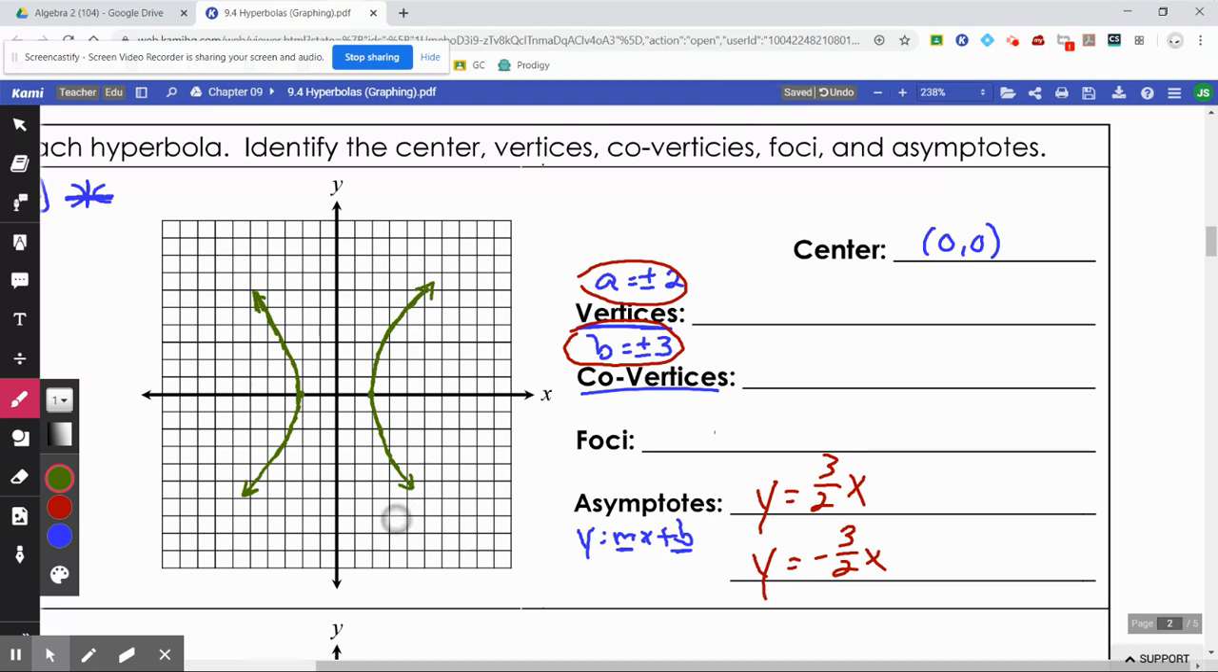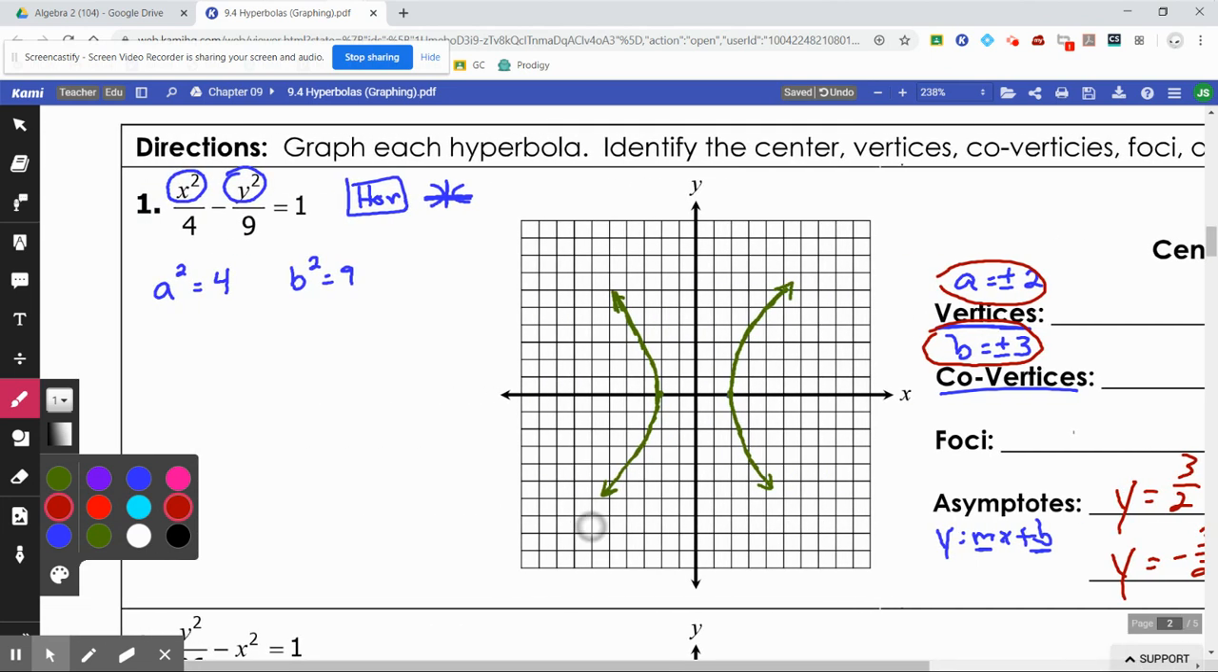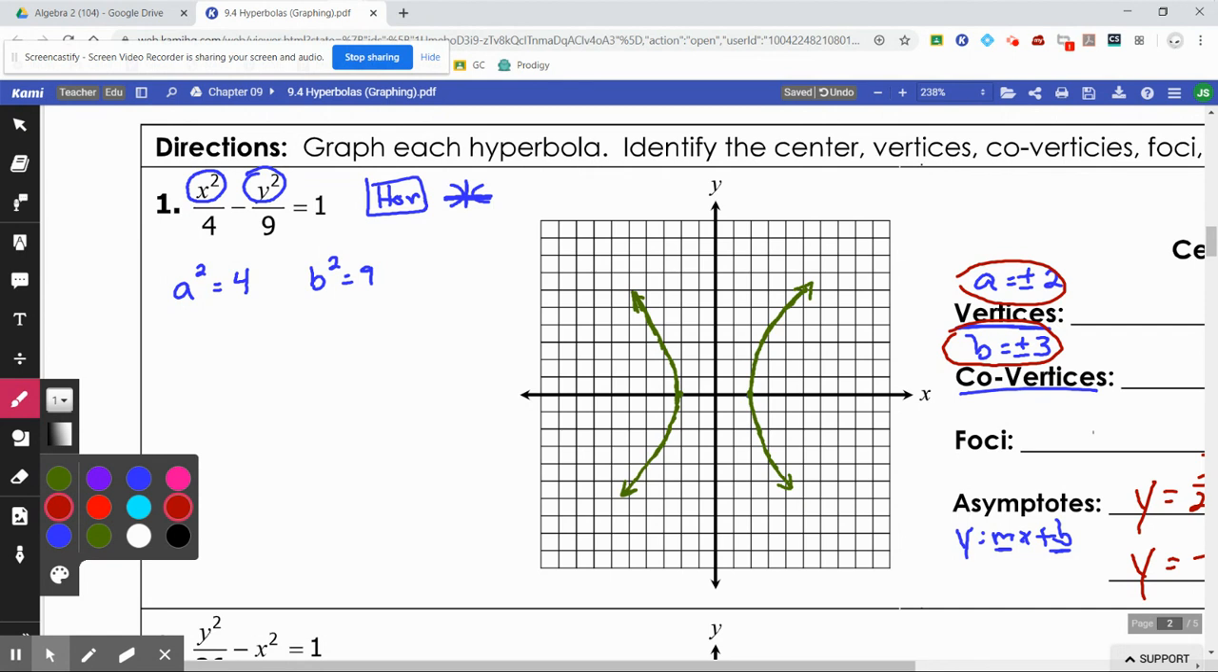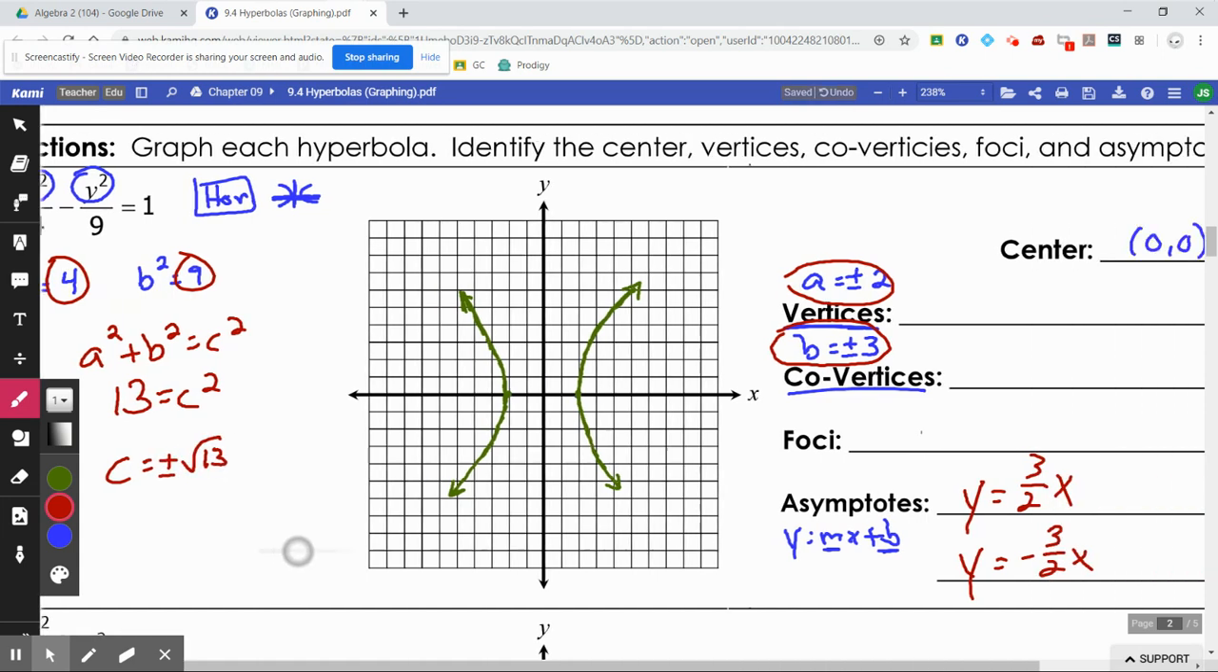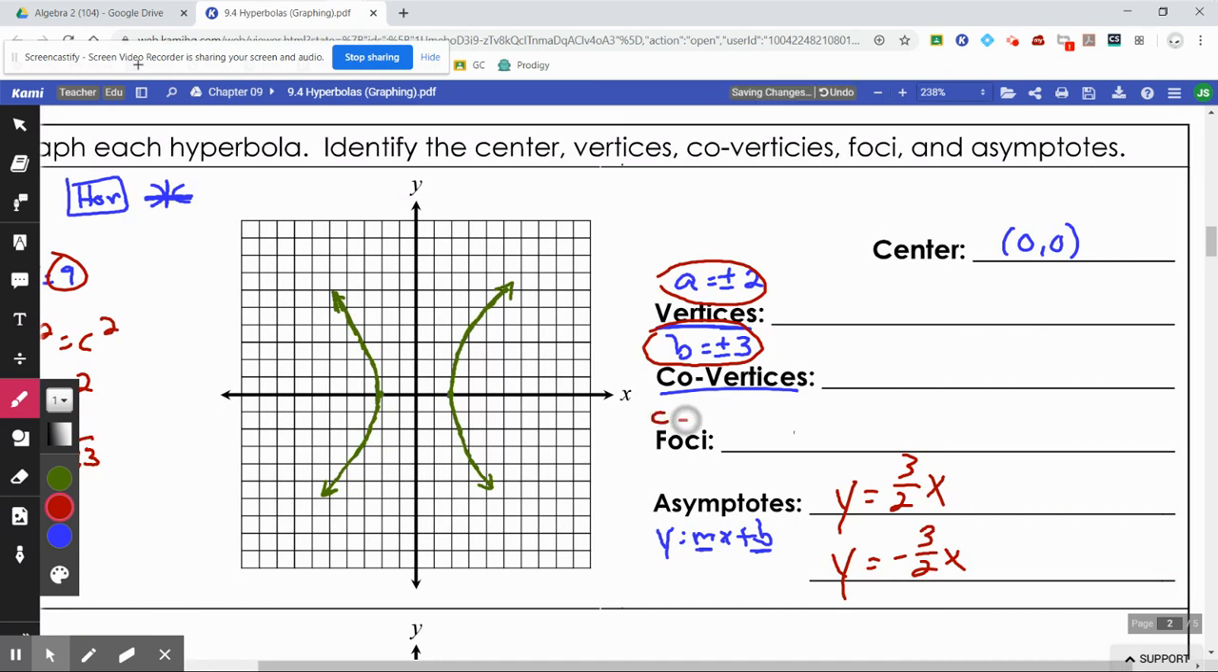The foci: now you can go back and let me remind you how to find the foci. There are two of them, and since we're dealing with a hyperbola, a squared plus b squared is equal to c squared. A squared plus b squared, which is 13, is equal to c squared. So c is going to be plus and minus the square root of 13. So c is going to be plus and minus 3.61.